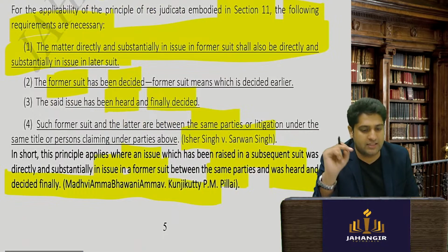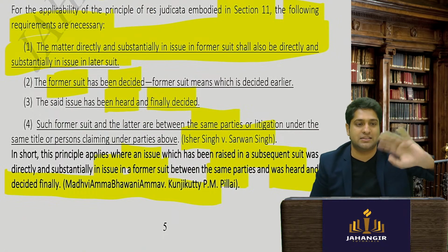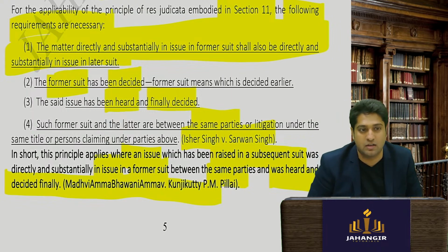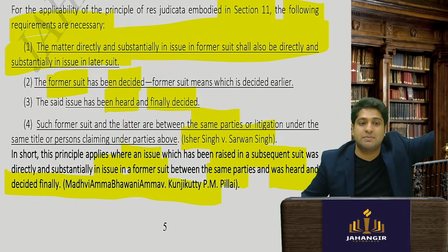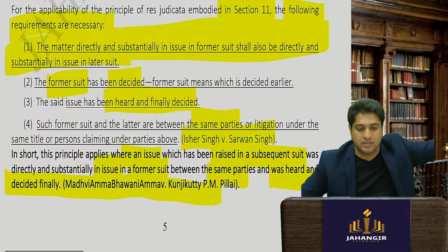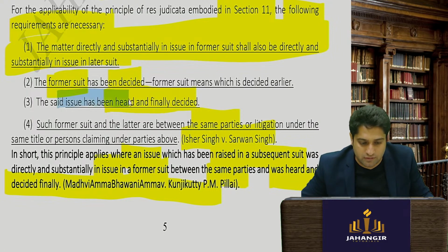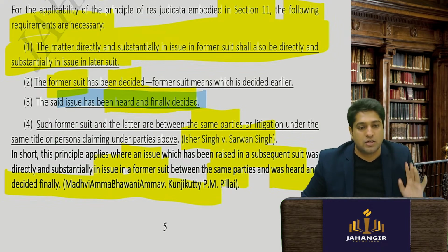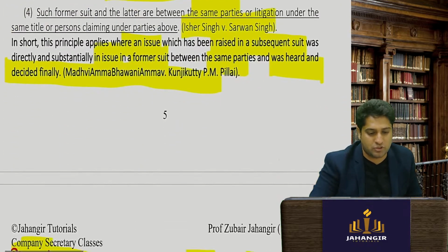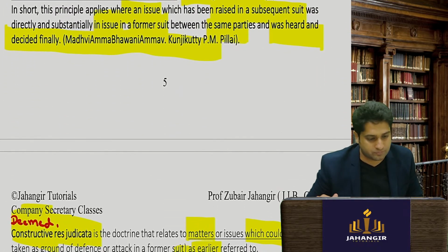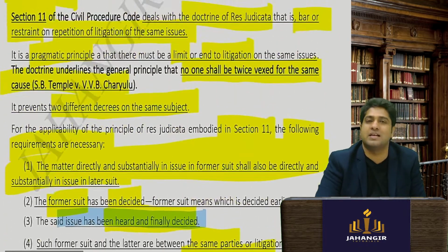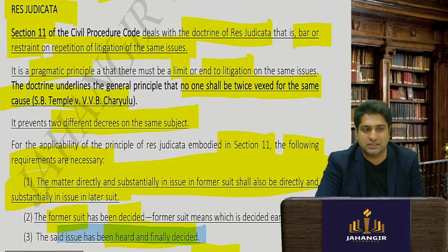Okay, so what are the conditions for this? First of all, the matter is the same between the same parties litigating under the same title. The first case has been heard and finally decided. This is important. What is it? The issue has been, in that earlier case, heard and decided. So in that case, the subsequent suit shall not be taken up. Why? Because obviously the person has been punished. So it's a very logical thing.